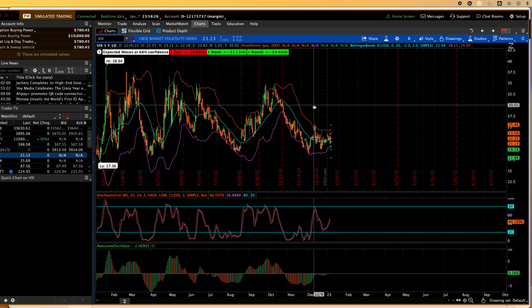Now, the conventional thinking is that high VIX equals high premium, and it does, but there's a reason why that premium is high.